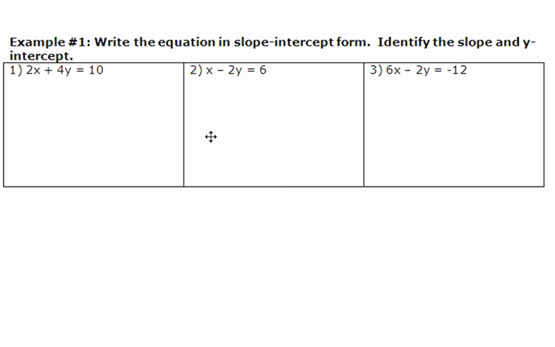So let's look at example 1. It says write the equation in slope-intercept form. Identify the slope and the y-intercept. So again, slope-intercept form is y equals mx plus b. So when I want to write an equation in slope-intercept form, I basically want to solve for y. So for number 1, if I want to solve for y, we've done this before. I'm going to minus 2x to move that to the other side. So on the left, I would have 4y.